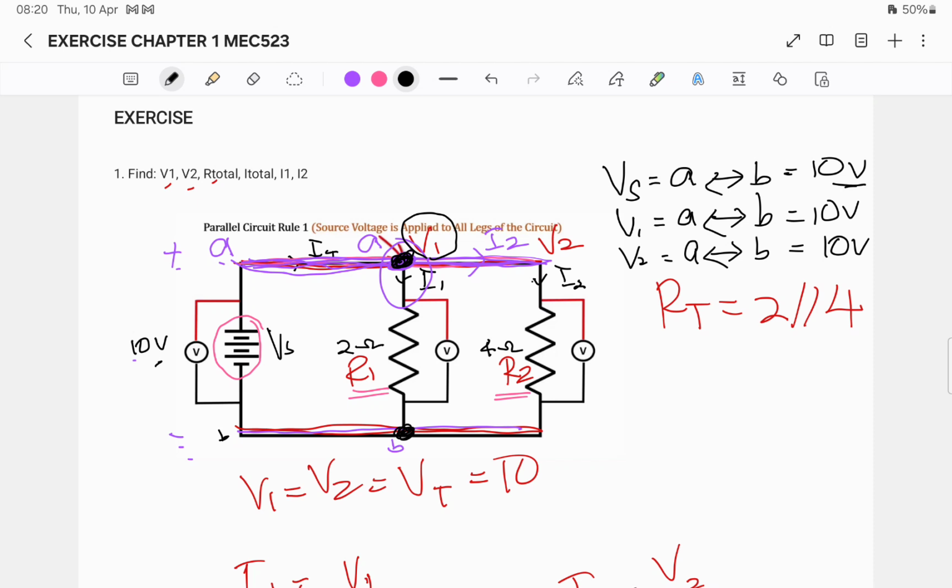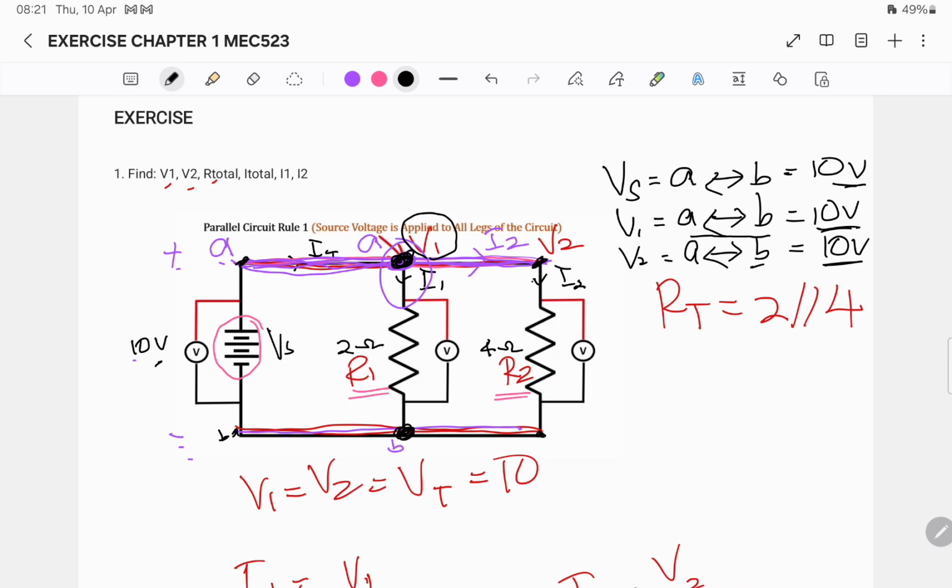Okay. So now we have point A to point B. Let's say we put it here as V1. The point is V1 is the voltage drop from point A to point B. Since it is the same point, from A to B also, it carries 10 volt. And for V2 also from point A to point B, so the value is 10 volt also.